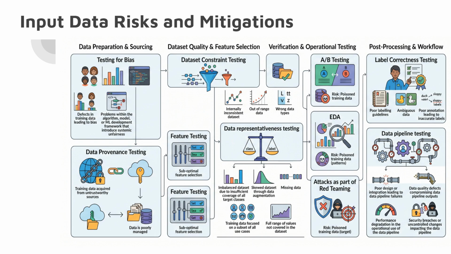Label correctness testing: poor labeling guidelines, ambiguous data, poor annotation leading to inaccurate or inconsistent labels. Data pipeline testing: poor design or integration leading to data pipeline failures, data quality defects compromising data pipeline outputs, performance degradation in the operational use of the data pipeline, security breaches or uncontrolled changes impacting the data pipeline.